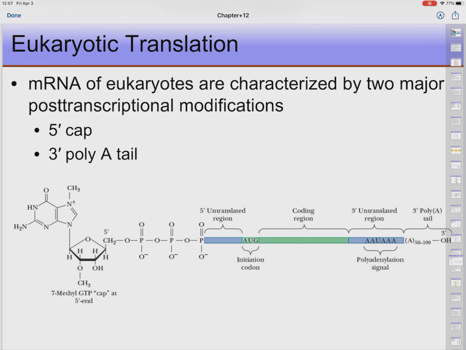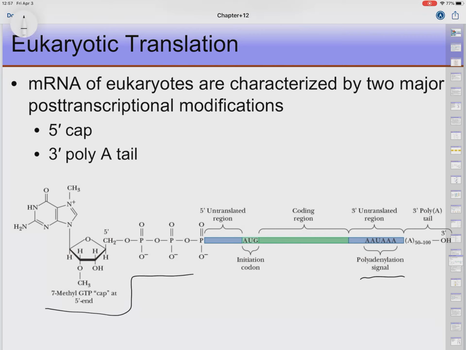Let's see. Eukaryotic translation. So I mentioned several differences. We're going to have a 5' cap and a 3' polyadenylate tail. This gets added to the mRNA after the mRNA gets spliced out of all its introns, right? Spliced all the exons together. So this bit gets added on, and this is important for initiation of translation.